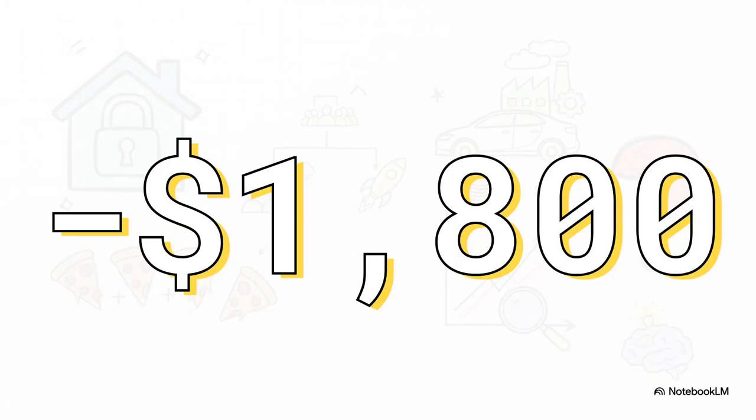Well, look at this number: negative $1,800. That's a real loss a local coffee shop can face in a single slow month. And the reason why comes down to one thing: how their costs are structured. By the end of this, you'll get exactly why this happens.